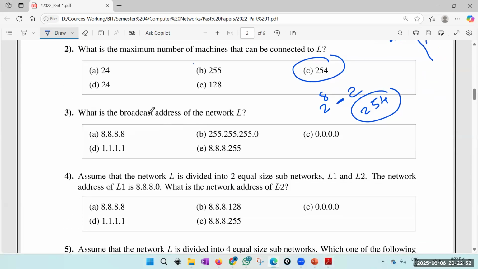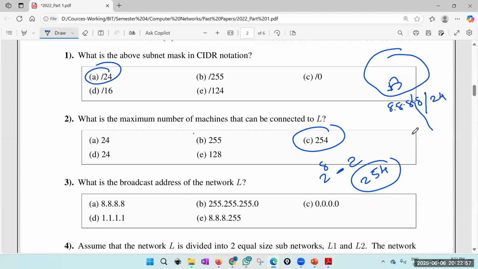Third one. What is the broadcast address of the network? Right, so we have all 8 bits to play around. So the subnet ID is all zeros, broadcast is all ones, 11111111. Of course, 8.8.8 and the last number is in this range. So the broadcast address must be 8.8.8.255, E. So these are easy questions, right?